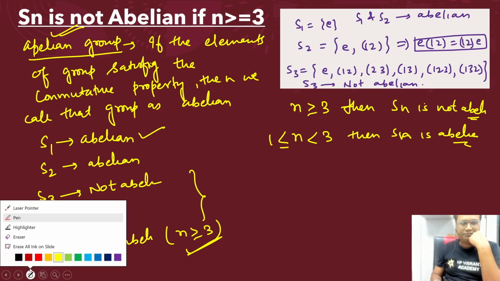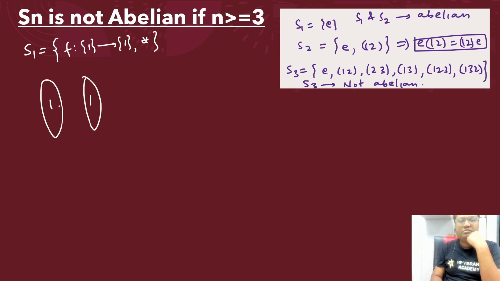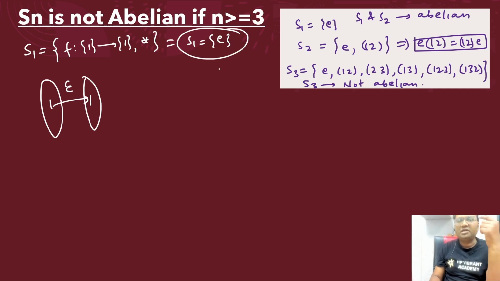So let us show this. S1 is the symmetric group: all the bijections from a single-element set into a single-element set, so there is a single mapping. 1 goes to 1, and it forms a group under the operation composition of functions. So 1 is being mapped to 1. This is clearly the identity. This means S1 is a single element, the singleton {e}. S1 has only one element, that is the identity. With only one element, S1 is abelian, because obviously the commutative property is satisfied.